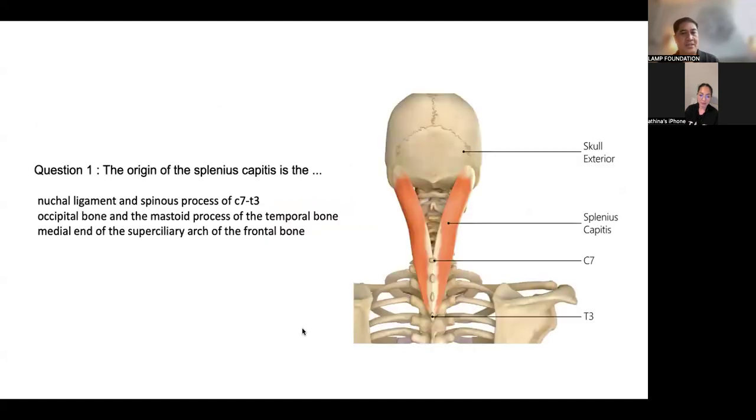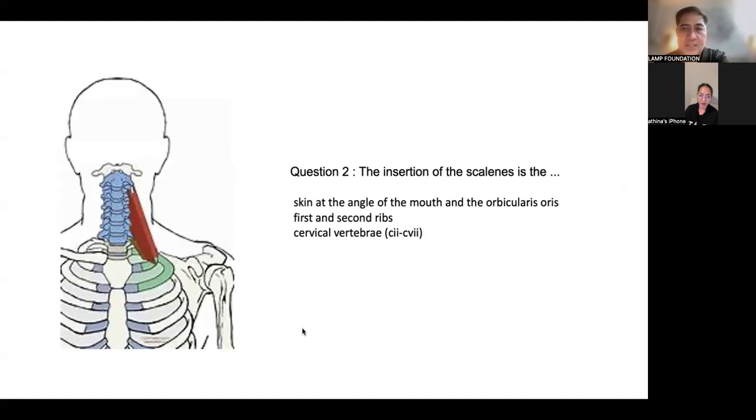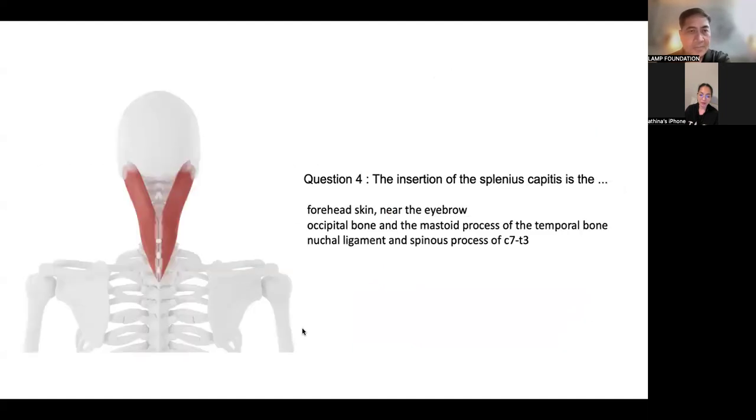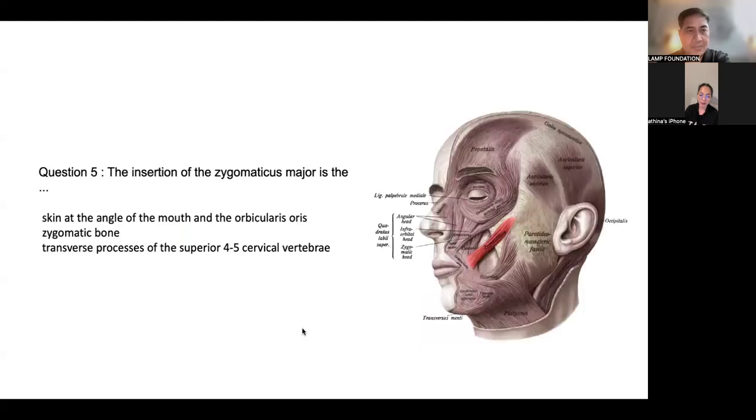Origin of the splenius capitis is the nuchal ligament and spinous process of C7 to T3. Insertion of the scalenes is the first and second ribs. Insertion of zygomaticus minor is the skin of the upper lip. Insertion of the splenius capitis is the occipital bone and the mastoid process of the temporal bone. Insertion of zygomaticus major is the skin at the angle of the mouth and the orbicularis oris.